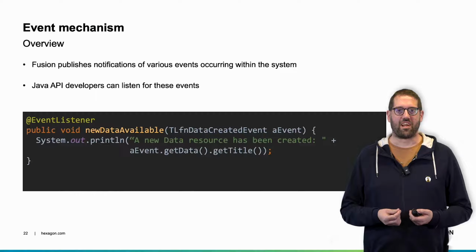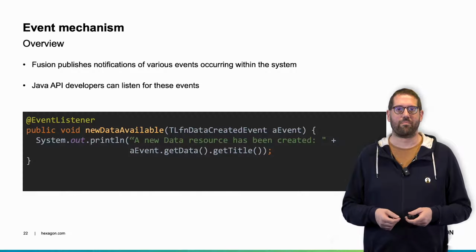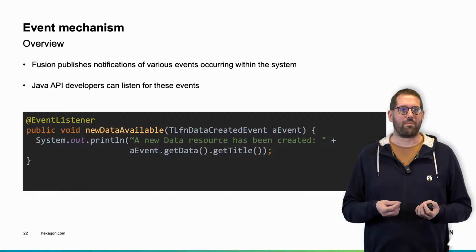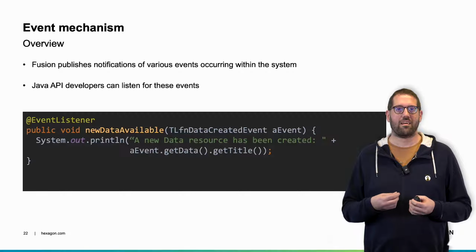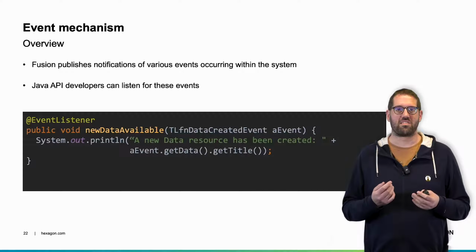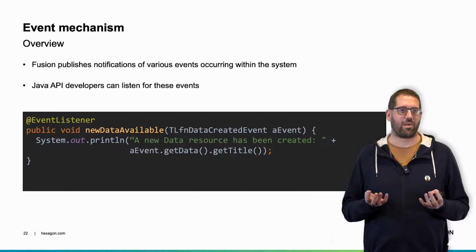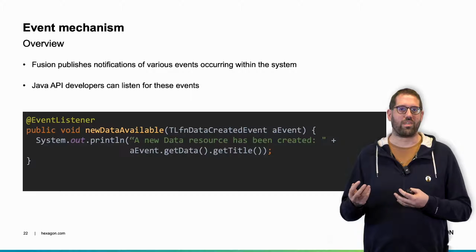What this means in a nutshell is that Fusion will now post notifications of various events that happen within the system. You can use the Java API to listen to these events. For instance, when a user creates a new data item in the Fusion Studio user interface. There's a small code snippet on the slide here that should be self-explanatory to all the developers in the audience. Basically, it's creating an event listener that will be called when new data is created.